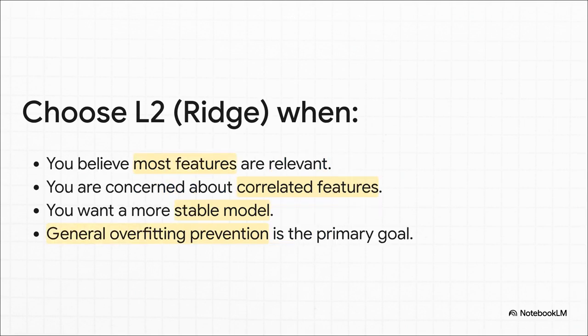And you should definitely go with L2 when you think that most of your features are actually contributing something meaningful. It's especially good at handling correlated features, and it's just a fantastic all-around tool for preventing overfitting and improving model stability. Honestly, there's a reason it's the default regularizer in most deep learning frameworks.